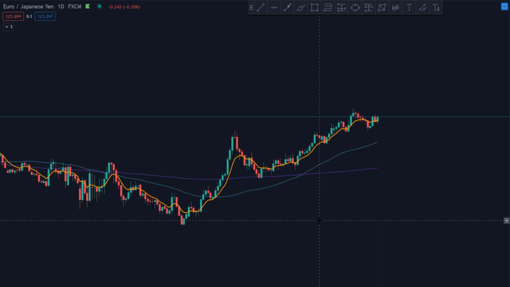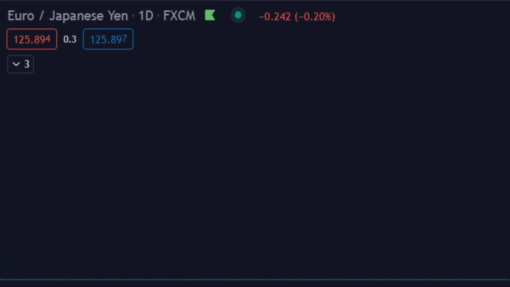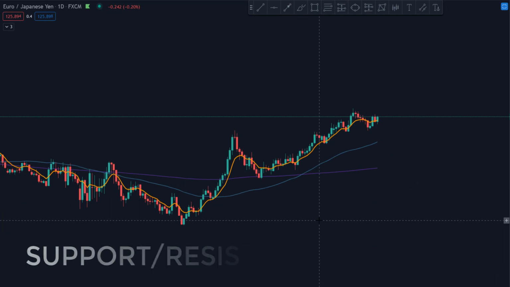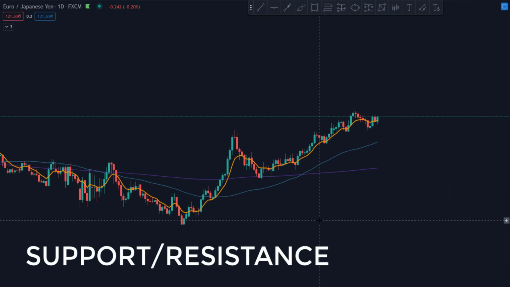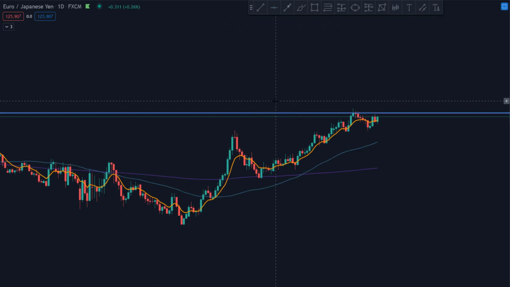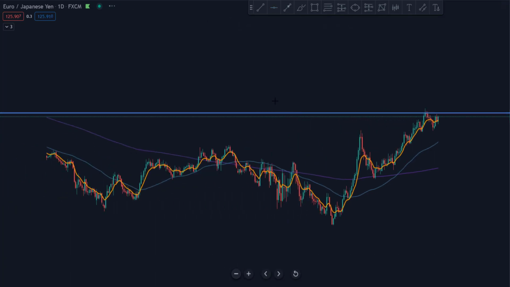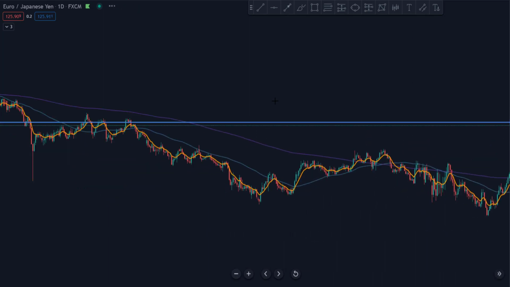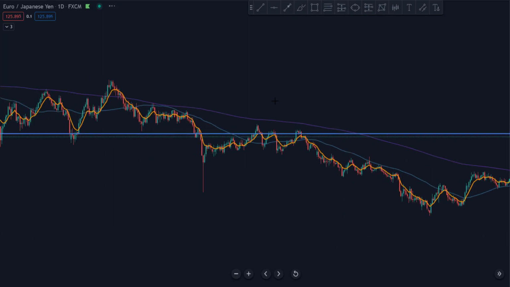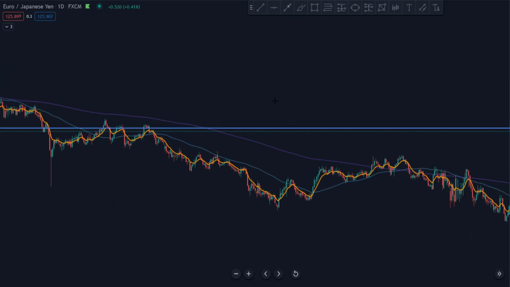So the first thing that you have to do is go into a higher time frame. In this case, we are in the daily time frame. So we are going to try to find the support and resistance areas in the daily time frame. I'm going to put my support resistance areas. We are going to see, yeah, this is a good one.